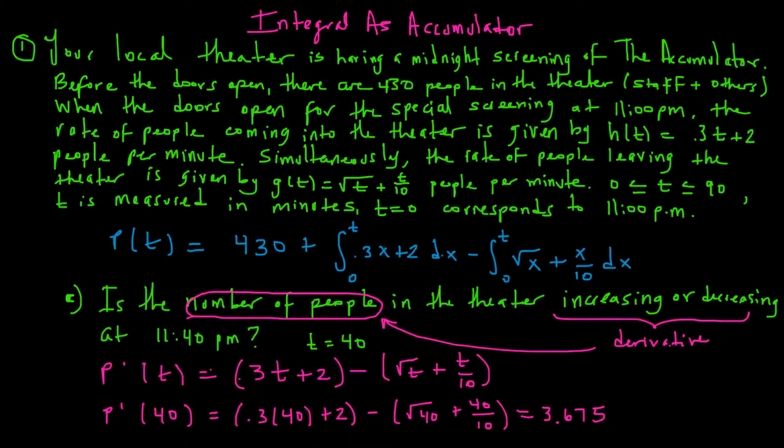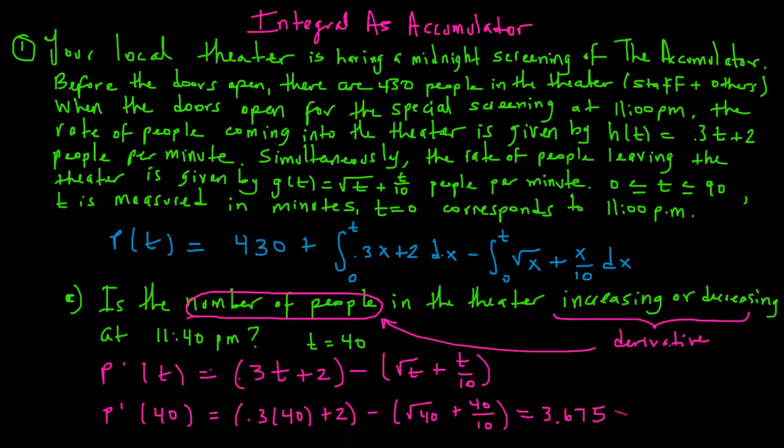And so what does this mean, 3.675? The question was, is the number of people in the theater increasing or decreasing at 11:40 p.m.? And now I have this number, 3.675. So let's make sense of it all. P of t is the number of people. P prime of t is the rate of that number of people. And we said increasing and decreasing means the derivative of whatever is increasing or decreasing. So if the rate is positive, forget the 3.675, it's a positive number. If the rate is positive, what does that tell you about the amount? Got it? If the rate is positive, the amount is increasing.